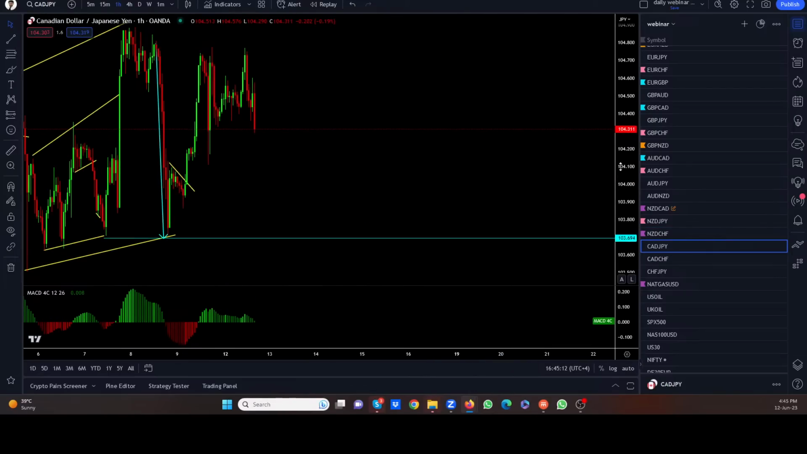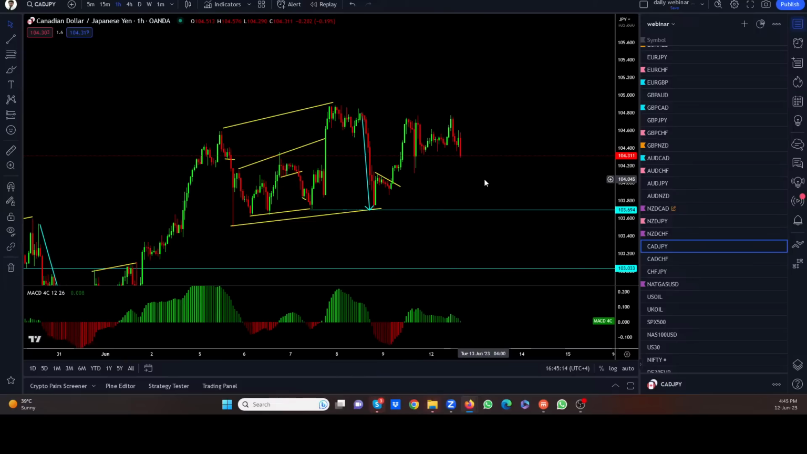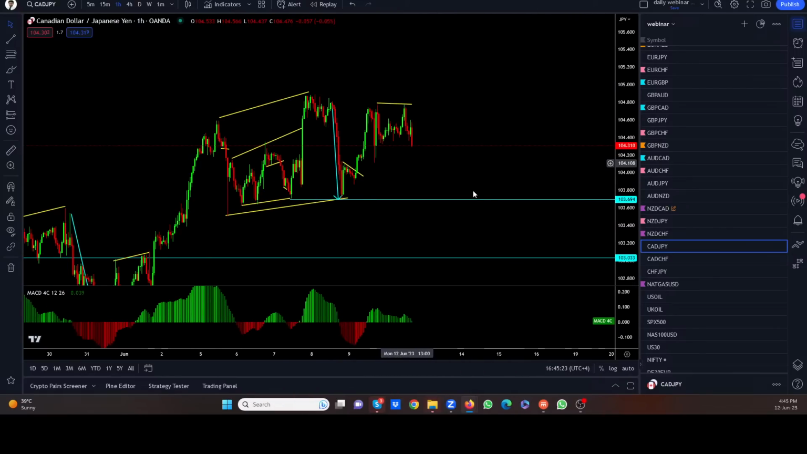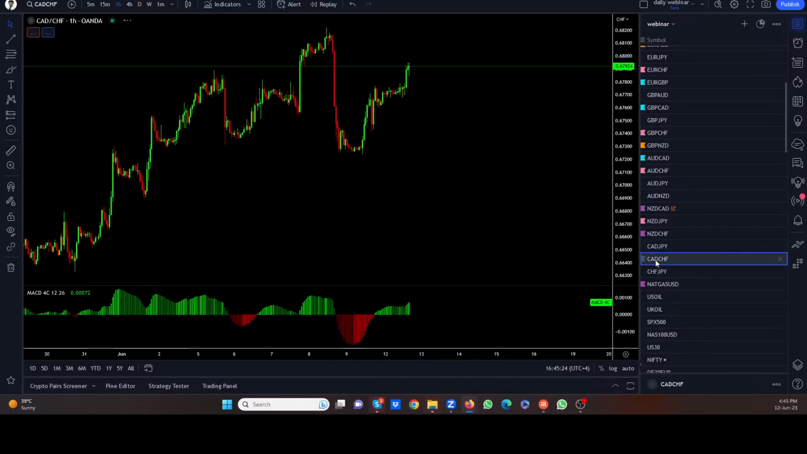CAD yen. Okay, this should go up one more. It's coming down, so finally we're getting that. So let's see. It's going to go up one more, and then you can actually look for a buy setup. CAD Swiss.